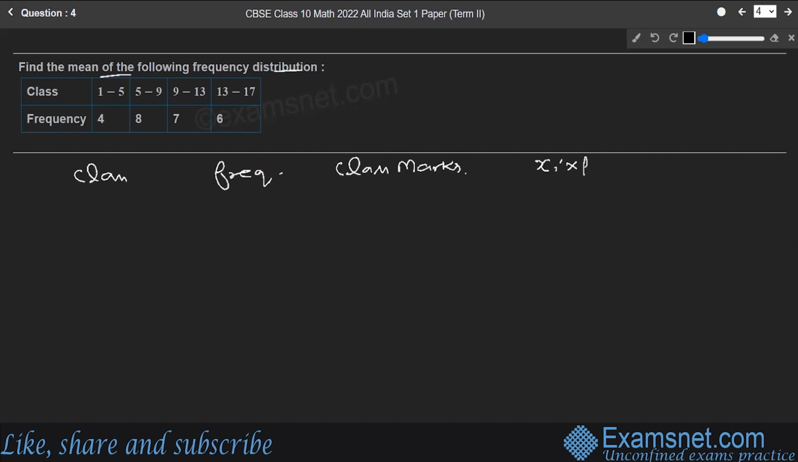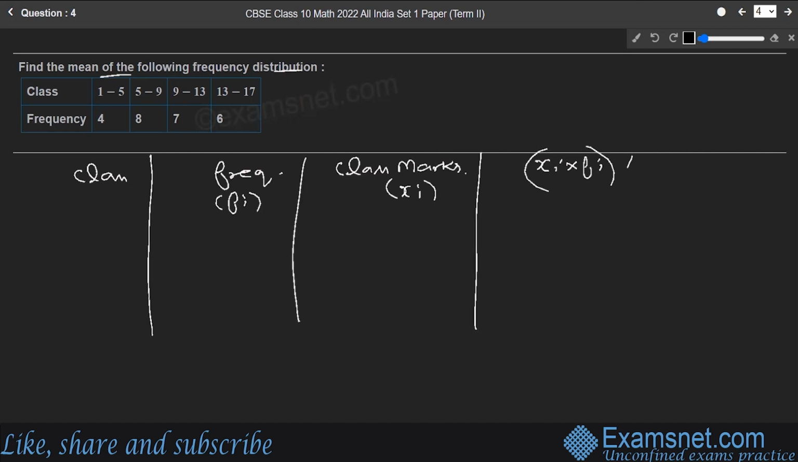the product of the class marks and the corresponding frequency, where this fi is nothing but the frequency. The class marks will be treated as xi, and there we'll find out the product of xi into fi. So these will be the 4 columns that will be the part of the table. Okay. Now let us enter the values.